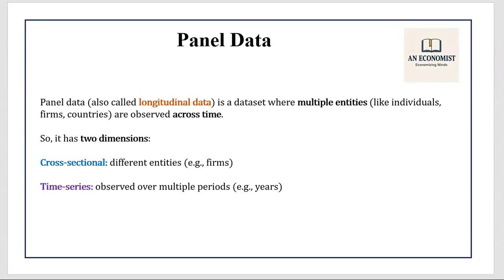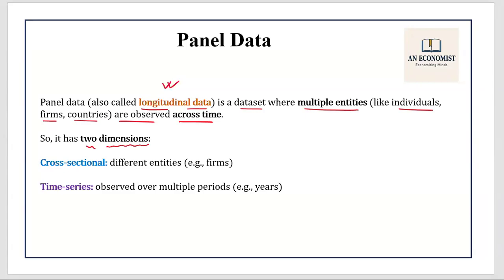So what is panel data? Panel data is also known as longitudinal data. So this is an alternative name of panel data. Now it is a data set where multiple entities, what could be the possible entities? It could be individuals, it could be firms, it could be countries. So basically different cross-sectional entities are observed across time. So there are two different dimensions of this kind of panel data. So panel data, in one word, is basically a combination of cross-sectional data and time series data.